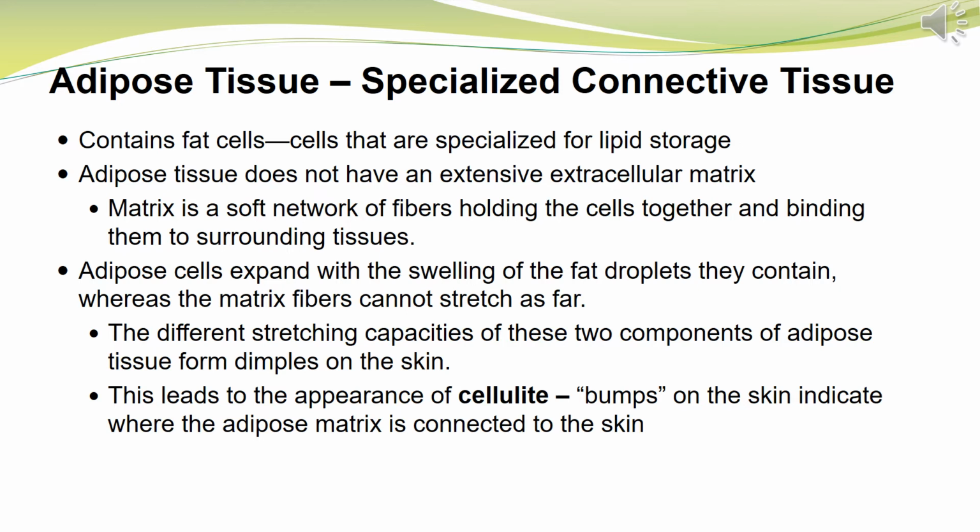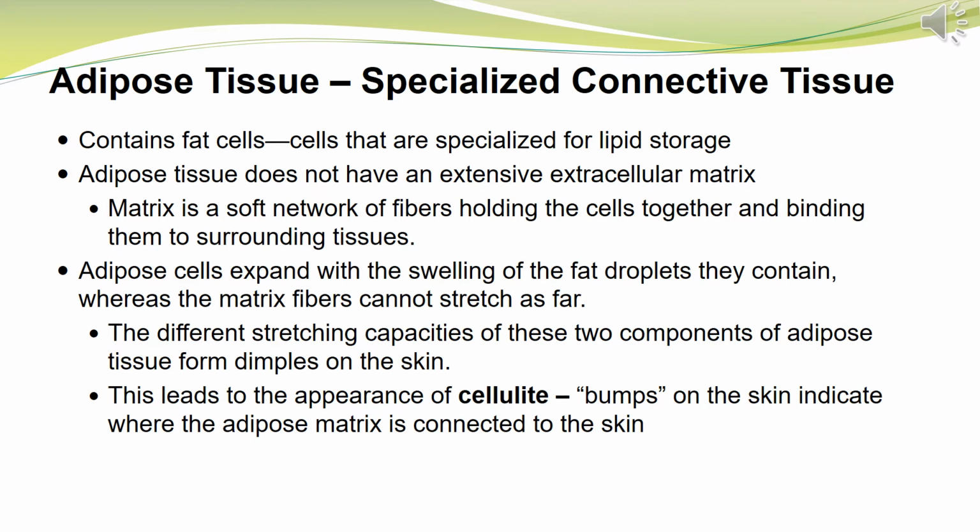So the last type of connective tissue we're going to talk about is adipose tissue, which is also a specialized type of connective tissue. And in this tissue we have fat cells, or adipose cells, or rather adipocytes, and these are the cells which are specialized for lipid or fat storage. And the adipose tissue does not have an extensive extracellular matrix because the matrix is a soft network of fibers which loosely hold the cells together and bind them to the supporting tissues. And the adipocytes actually swell as they take in more fat droplets, and thus when they do swell, the matrix can't stretch as far, so we get more densely packed fat.